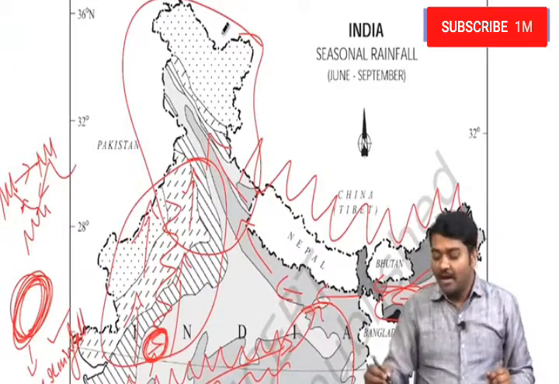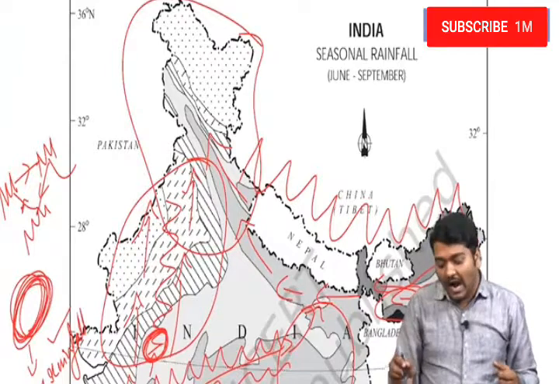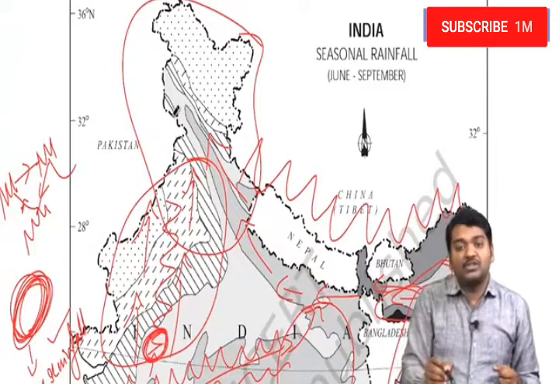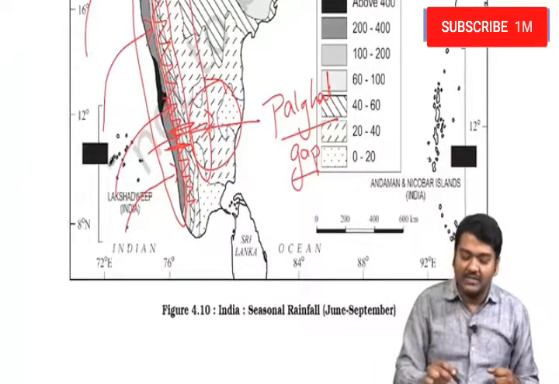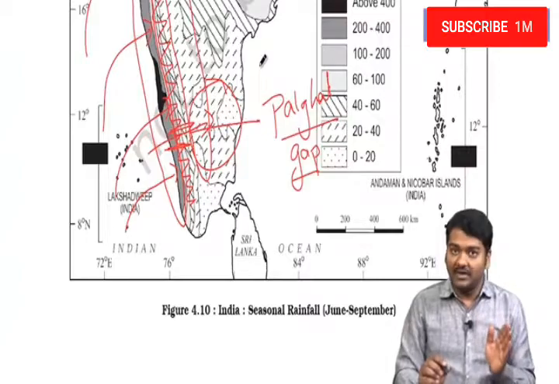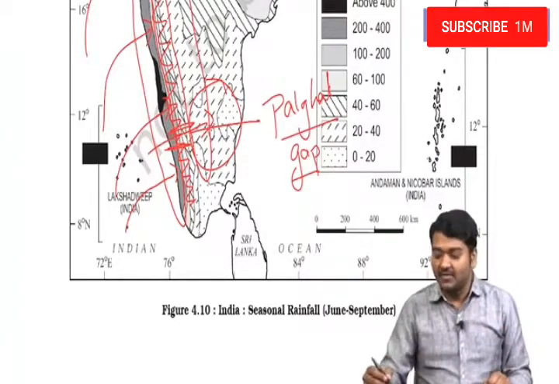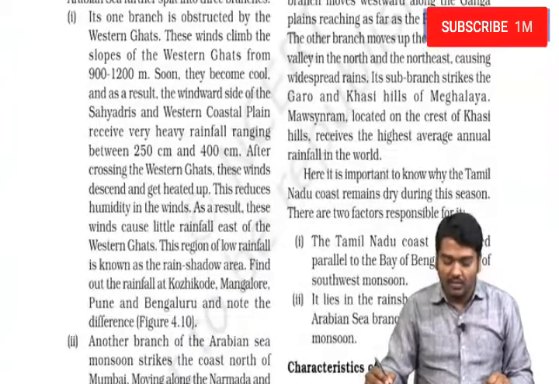Can you see? First, the Bay of Bengal branch hits the east coast, and then it is moving towards the northwestern part. Whereas when we talk about the peninsula, first it hits the Western Ghats and then it moves this side. So west will receive more rainfall, east will receive less rainfall. So guys, let me actually read out what they have given.